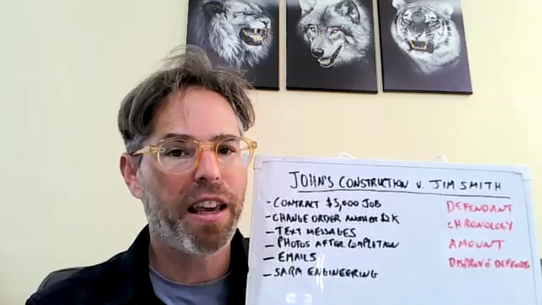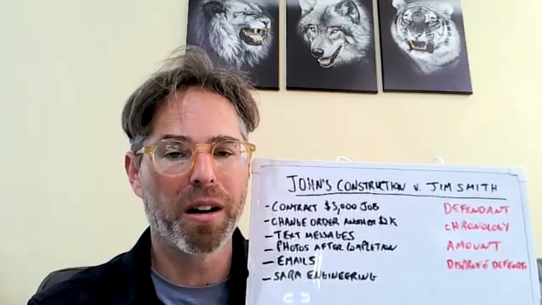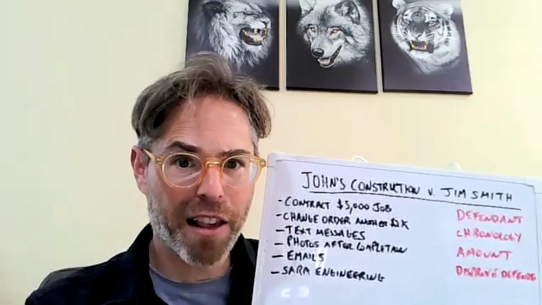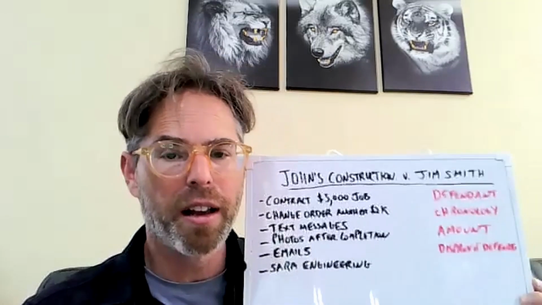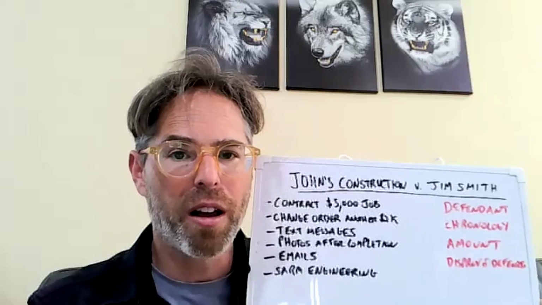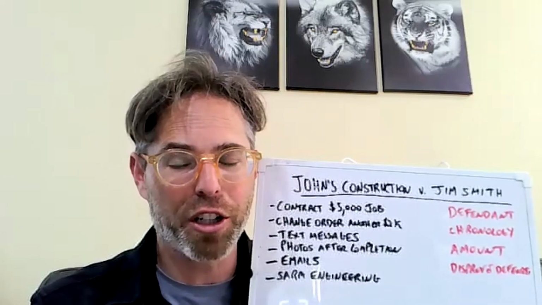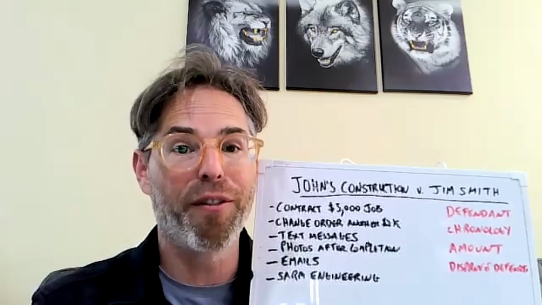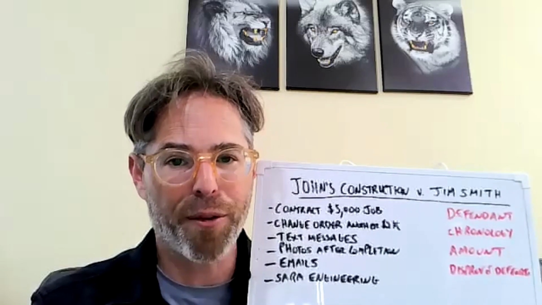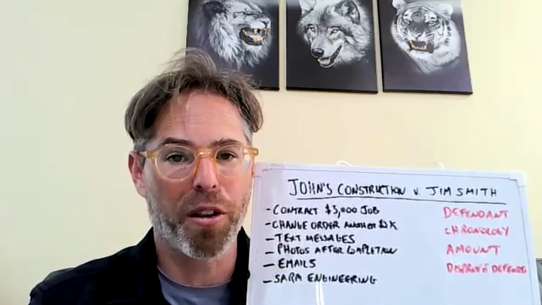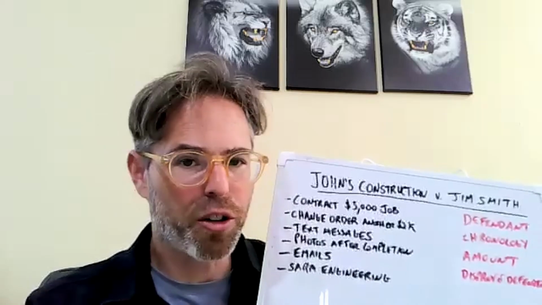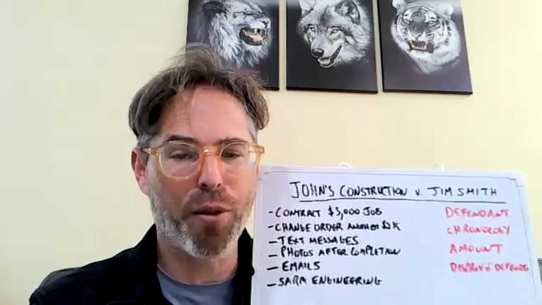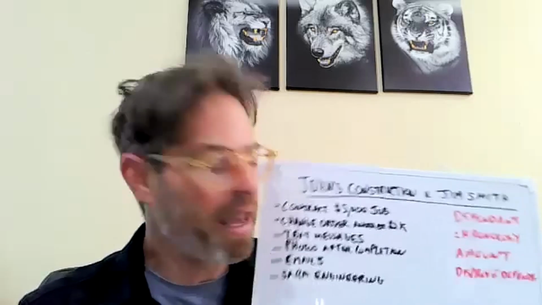And sure enough, he completes the work by October 1st. And John has the foresight to take photographs. Okay, so he's got photos after completion of the work being done to show what the work looked like. Now, ideally, what John's Construction would do is have before and after photographs. Very important in order to show the difference between what was there beforehand and what was there afterwards. So John does the work and he invoices Jim Smith to pay him.